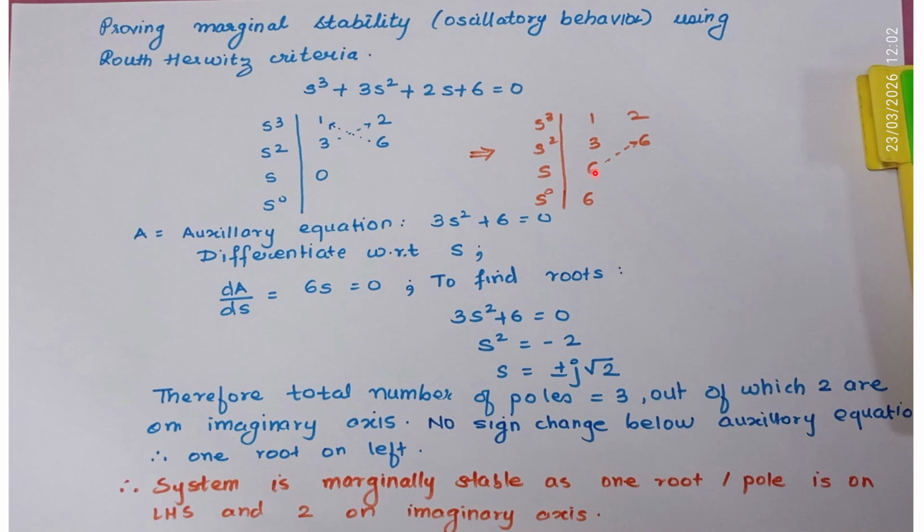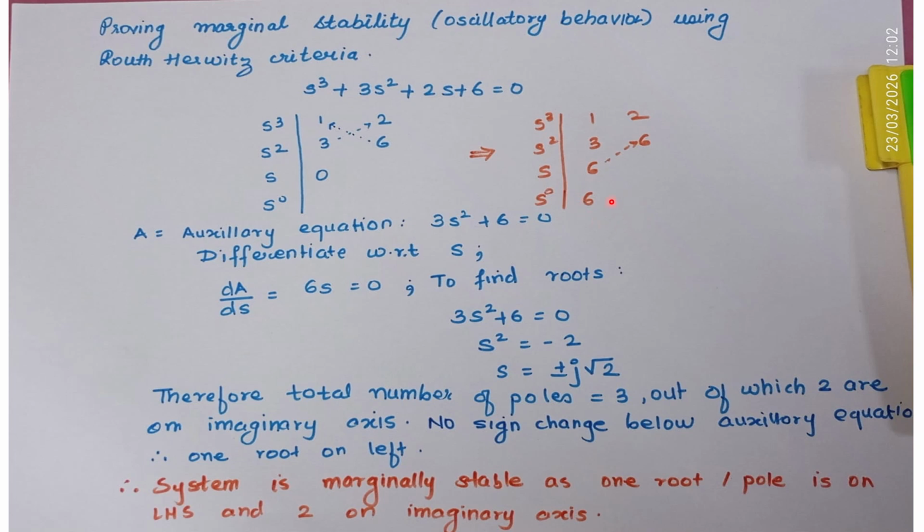So how will you do it? 6 into 6 minus 3 into 0 divided by 6. So 6 into 6 minus 0, that is 6 into 6 divided by 6. The answer is 6. So you write the next coefficient here. Whenever you do Hurwitz criteria and you end up finding the auxiliary equation, the last element here, 6, will match this element here. So you know that you are proceeding in the correct manner.